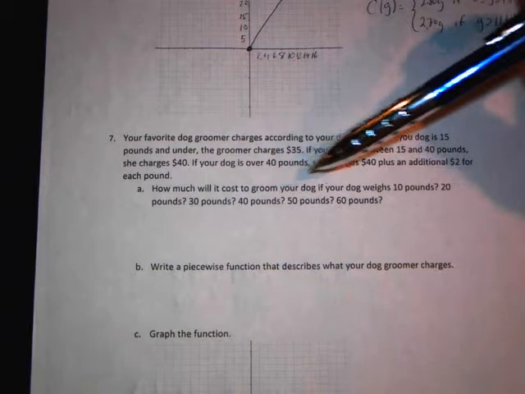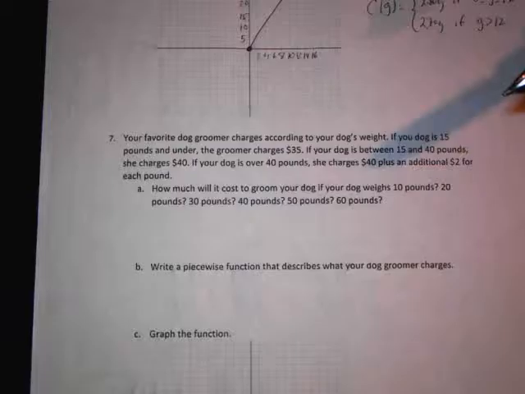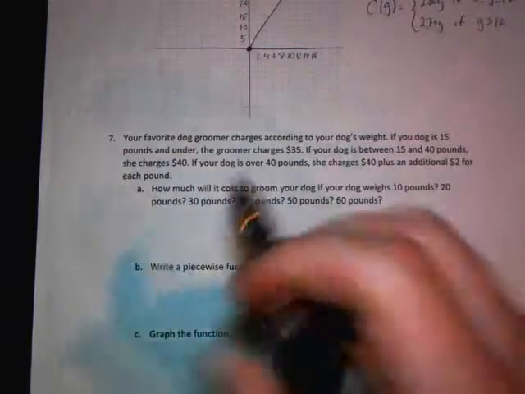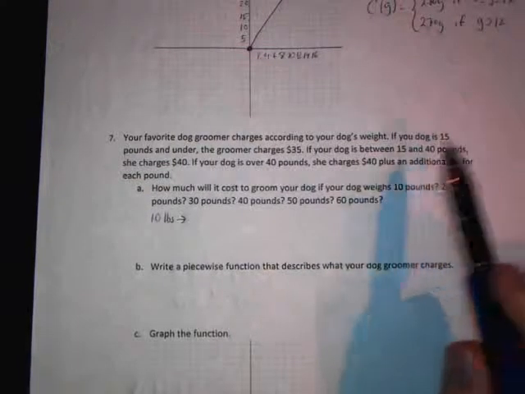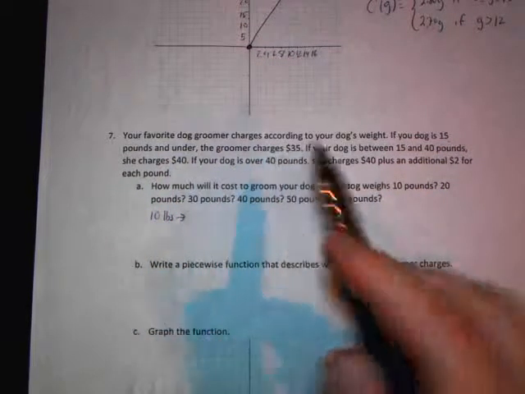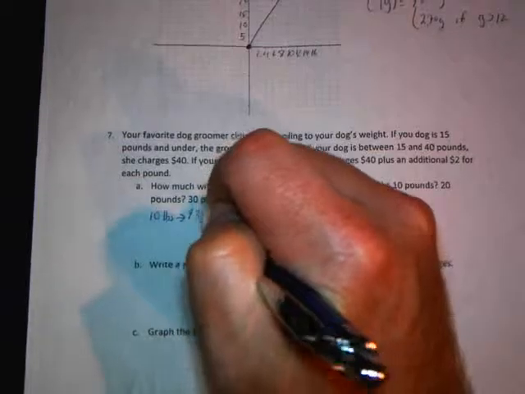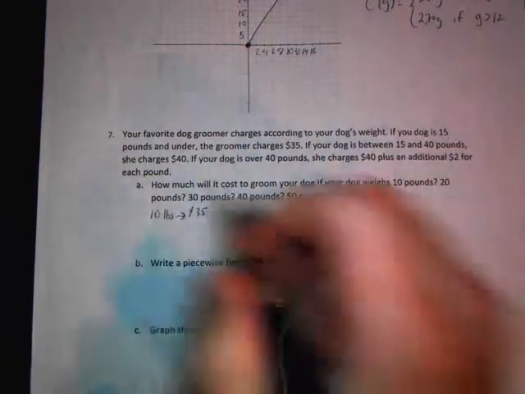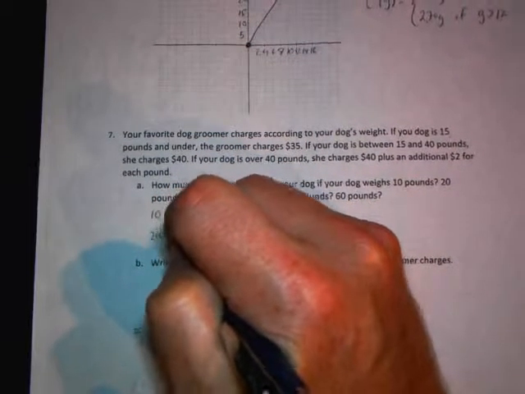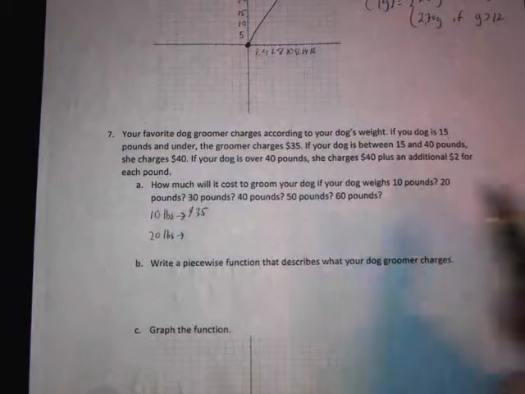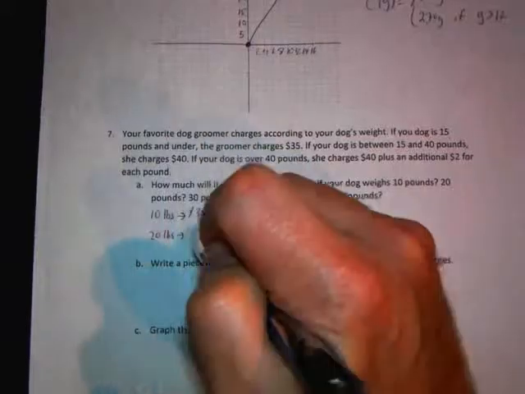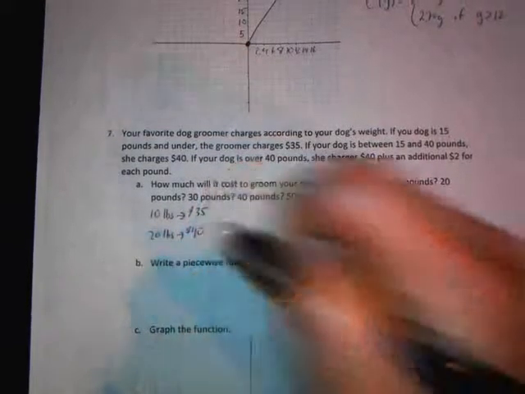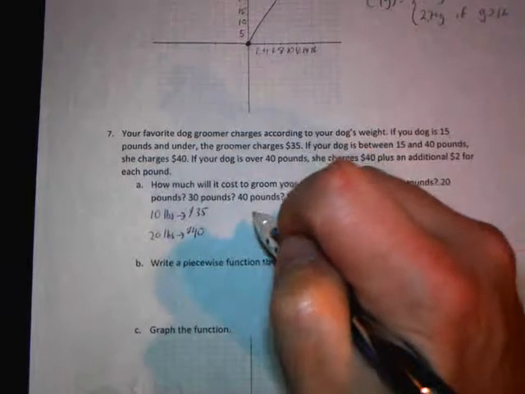Alright, so how much will it cost if your dog weighs 10 pounds? Well, if your dog weighs 10 pounds, 10 pounds is less than 15 pounds, so that's going to cost you $35. 20 pounds, on the other hand, 20 pounds is between the 15 and 40, so at 20 pounds you're going to pay a flat rate of $40. 50 pounds.